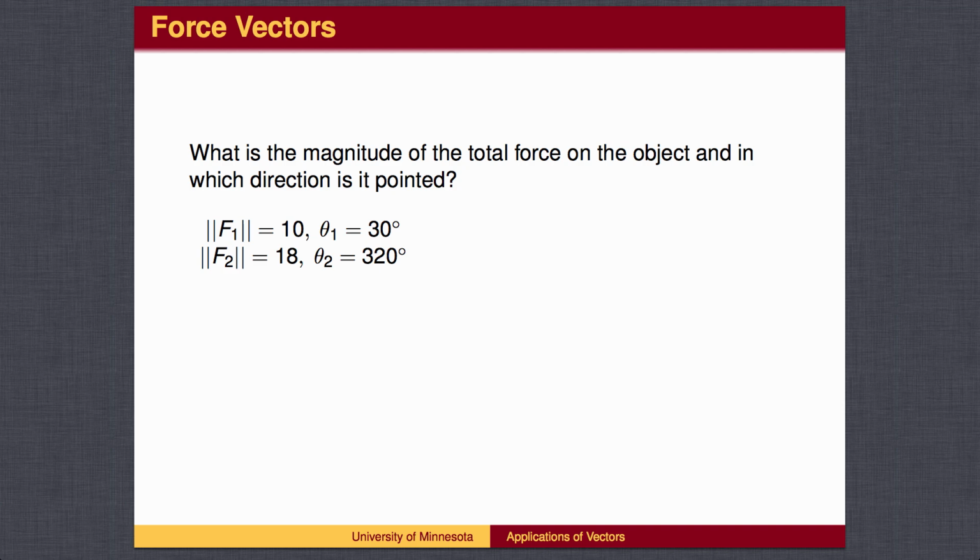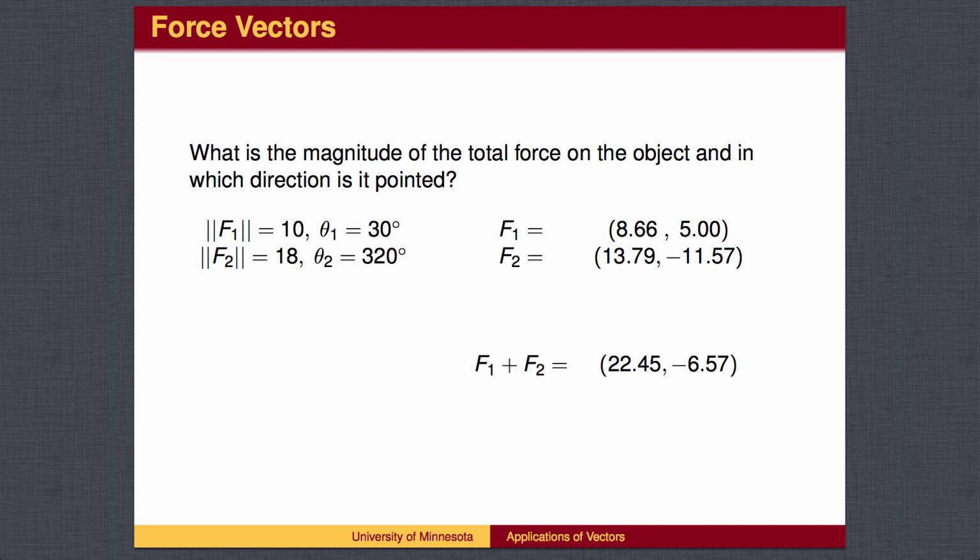The best way to find the sum of forces is to first convert to rectangular coordinates, then add the coordinates, then convert back to polar coordinates. The total force is 23.39 newtons and is pointed in the direction 343.7 degrees.